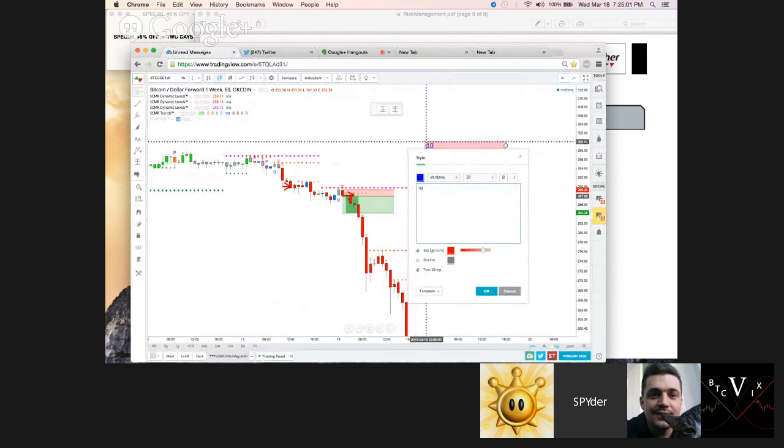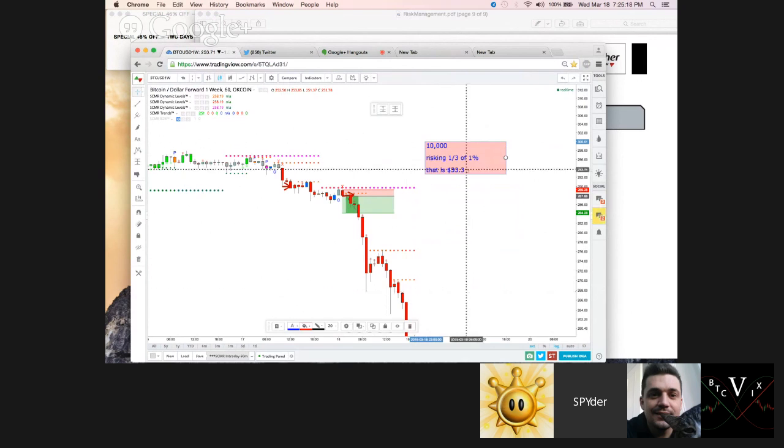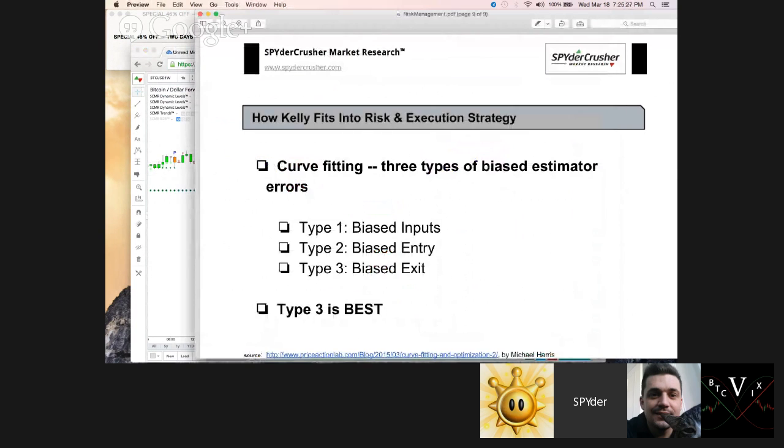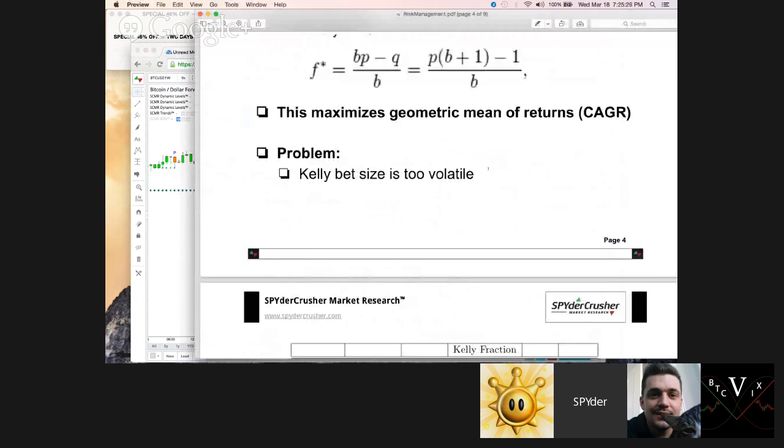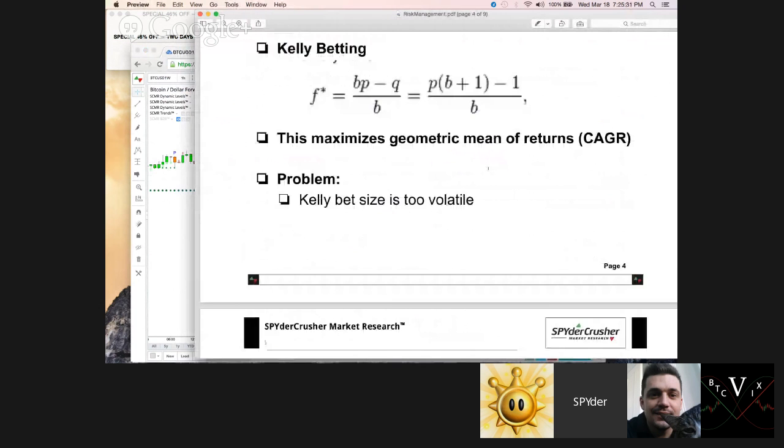I have $10,000. I am risking 1/3 of 1%. 1% of $10,000, of course, is 100, so a third would mean $33. 33.3. So this is our bet. If we're wrong, we've lost 33 bucks. That's hardly going to cause you to lose any sleep on a $10,000 account, but that satisfies the optimal bet sizing that we saw up here.